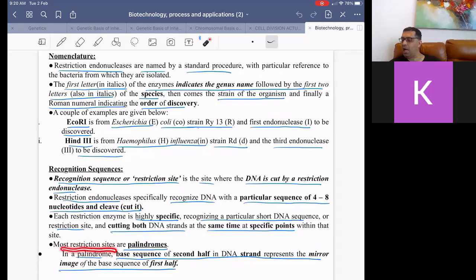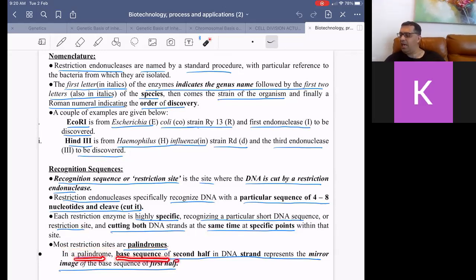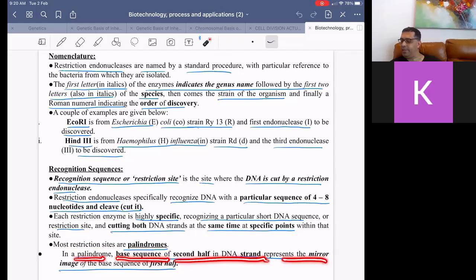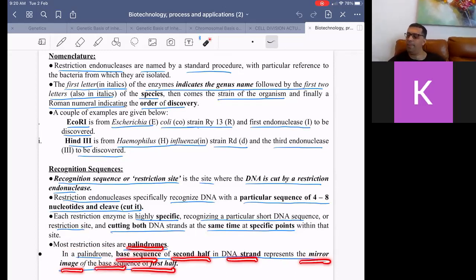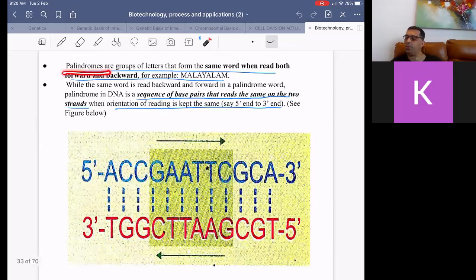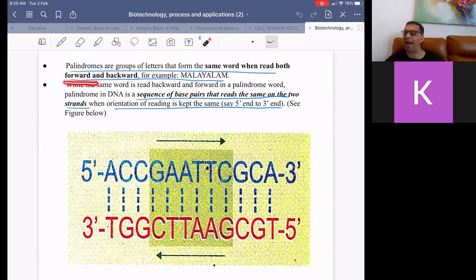Most restriction sites are palindromes. What are palindromes? In a palindrome, the base sequence of the second half of the DNA strand represents the mirror image of the base sequence of the first half. Ye word yaad rakhna, palindrome. What do you mean by this? Palindromes are groups of letters that form the same word when read both forward and backward.